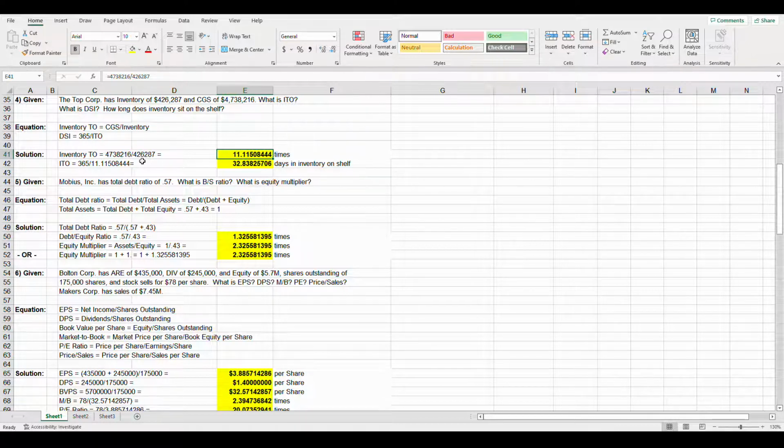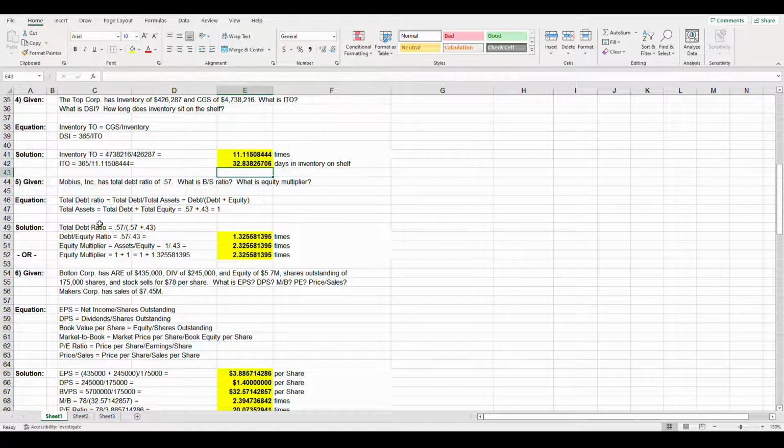Inventory turnover. Days sales in inventory, so DSI is equal to 365 over that 11.115 times, and I get a days sales in inventory of 32.838 days. So it sits on the shelf for about 30 days, and you can judge whether that's too long or not.